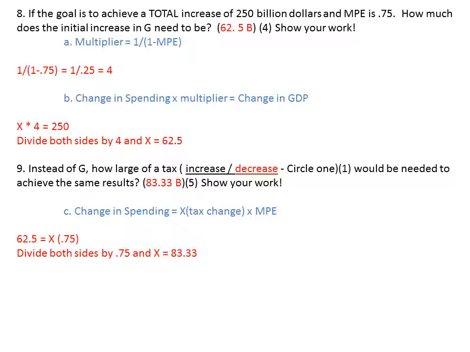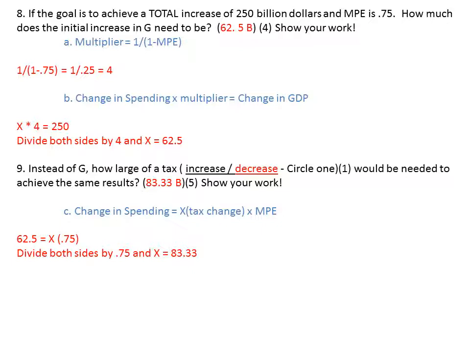So, here it reads in 8, if the goal is to achieve a total increase of $250 billion in GDP, and MPE or MPC, for our class, remember we're treating them as the same thing, marginal propensity to consume or expend, is 0.75, meaning people spend 75 cents of every new dollar they receive. How much does the initial increase in government spending need to be? So you see the answer there, but let's walk through how we get to it.